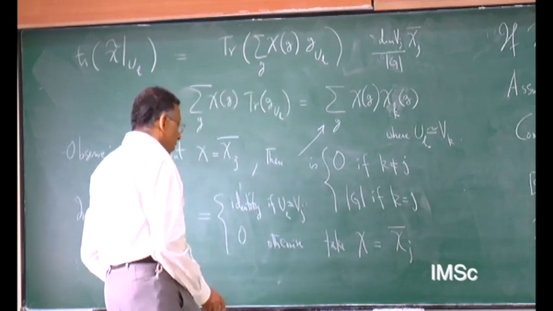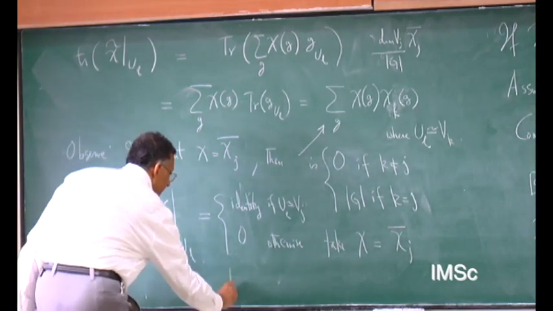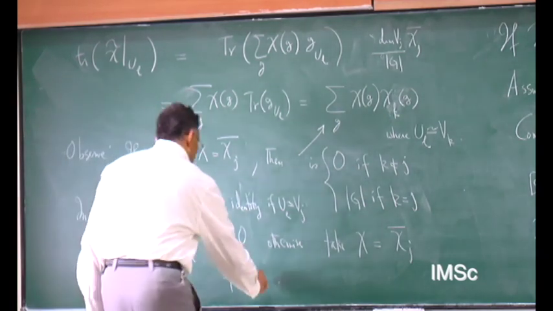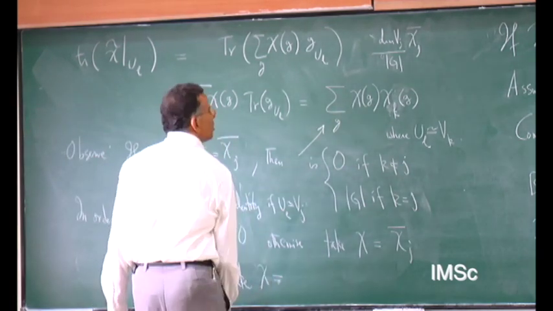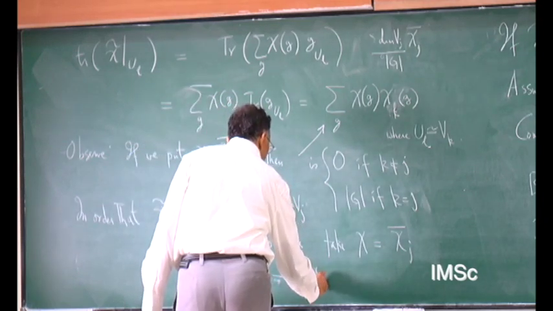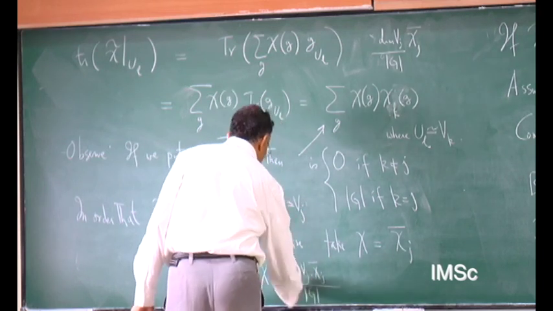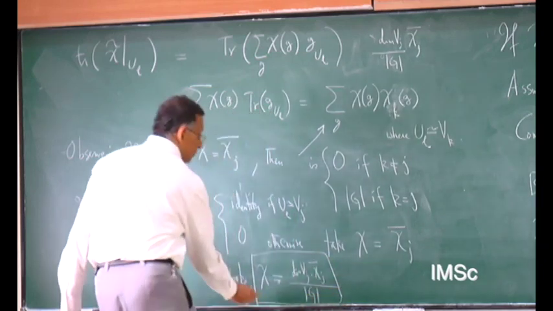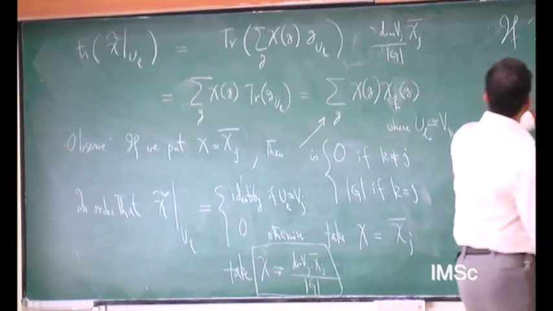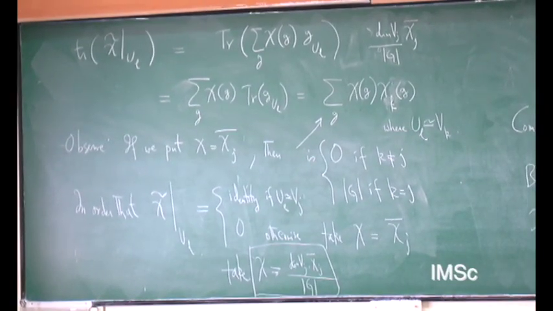Finally, this is a matter of adjustment. Take chi equal to the dimension of Vj times chi j bar divided by the cardinality of G. So the final answer is what is sometimes called, in Fulton-Harris for example, the second projection formula.